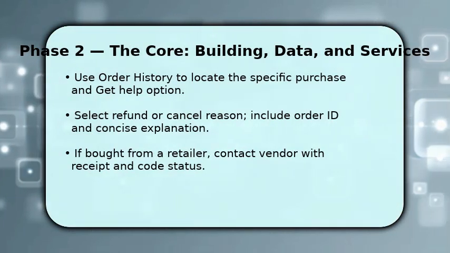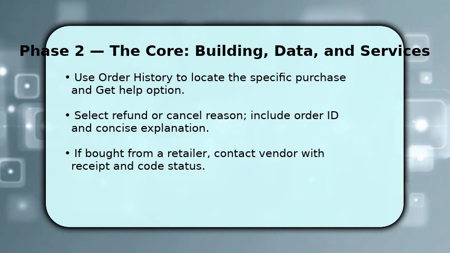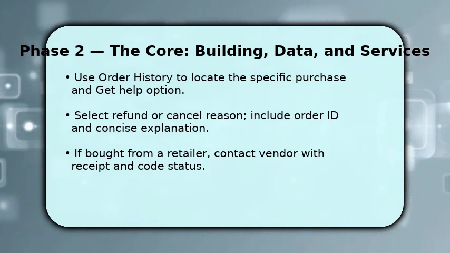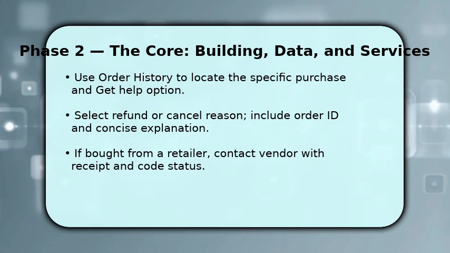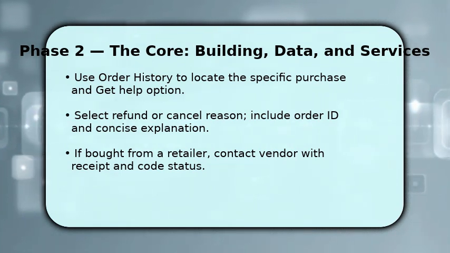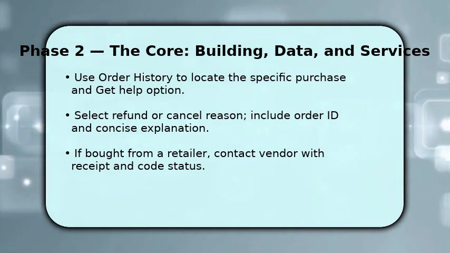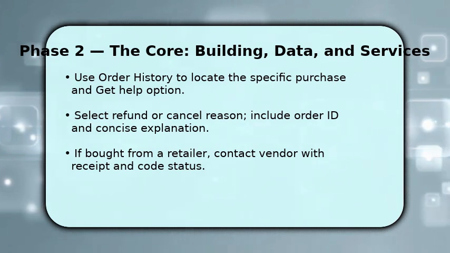Next, you initiate the cancellation or refund. From order history, tap the purchase, choose Get Help or Report a Problem, then pick a reason like accidental purchase. Clearly state you want the recharge code canceled and include the order ID and proof.